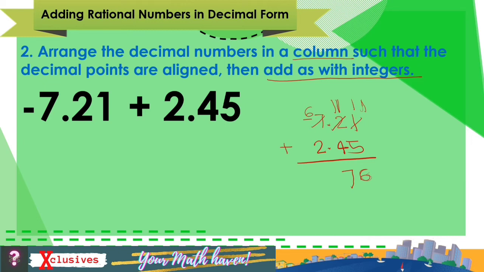Copy the decimal point. Negative 6 plus 2, that is negative 4. So our final answer is negative 4.76.